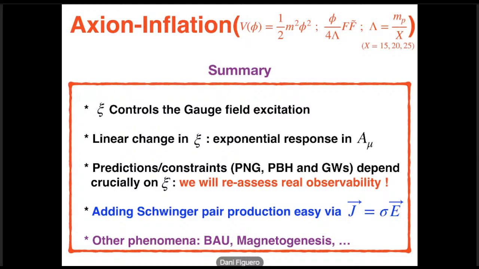So essentially now we have the technology to reassess all the real observability of this system, which includes PVH constraints, gravitational waves, and so on and so forth. We also have the power, of course, to add Schwinger pair production through effective current like this, and we can study other phenomena such as baryogenesis and magnetogenesis, which are very interesting in this scenario.